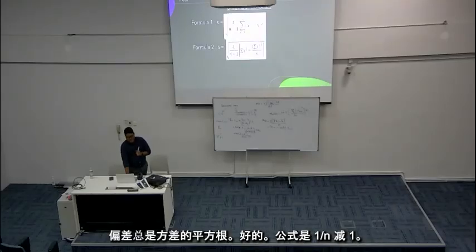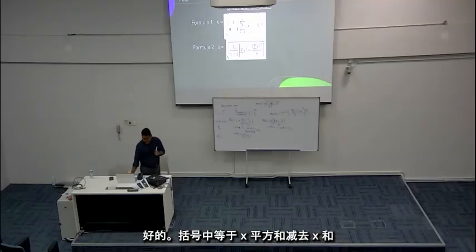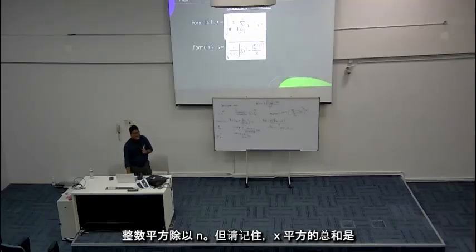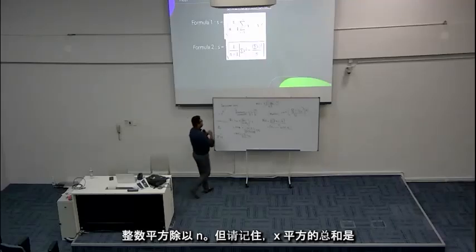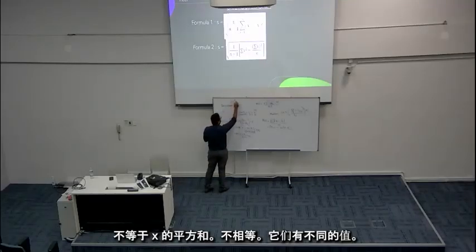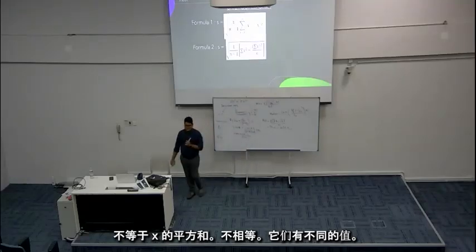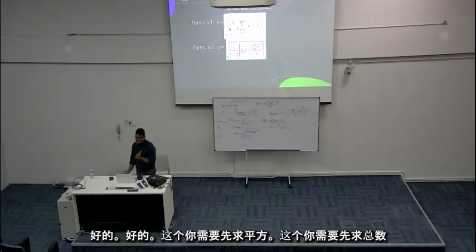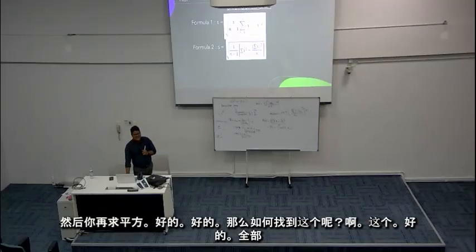The formula is 1 over n minus 1, times, in brackets, the summation of x square minus the summation of x, the whole thing squared, divided by n. But please remember that the summation of x square is not equal to the summation of x, the whole thing squared. They have different values. This one you need to square first; this one you need to find the total first, and then after that you square.